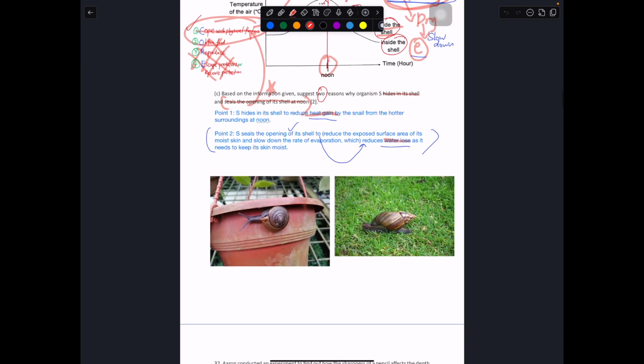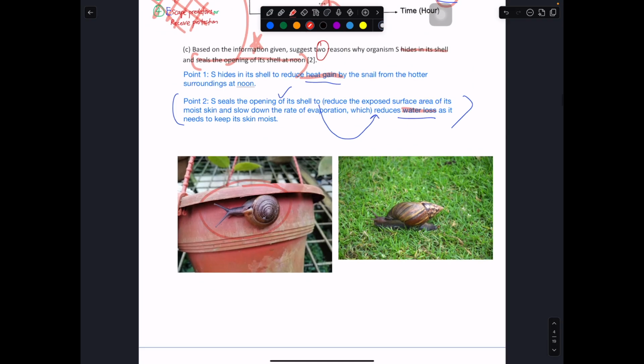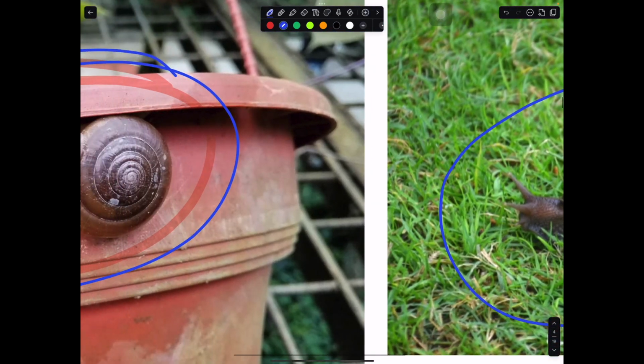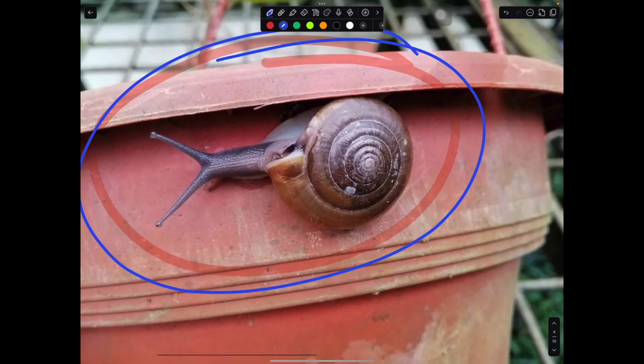So one example of this snail will look something like this. Some of you might have even seen it after a period of rain. Okay, so this is actually how it looks like. It is quite common in Singapore. Okay, so this is how the snails look like.